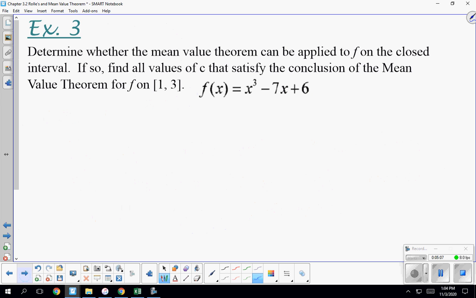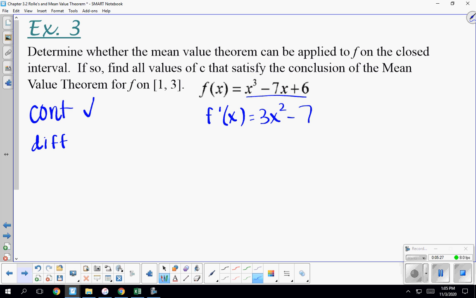So our last example here, again, we're going to do the same thing. We're just going to first determine if we can use this theorem. First, we must determine whether or not it's continuous. And yes, it is, because that's a polynomial. Then we have to make sure that it is differentiable on the interval. And when we find our derivative here, we're going to get 3x squared minus 7, which is still a polynomial. It exists everywhere. And those are the only two conditions for mean value theorem.